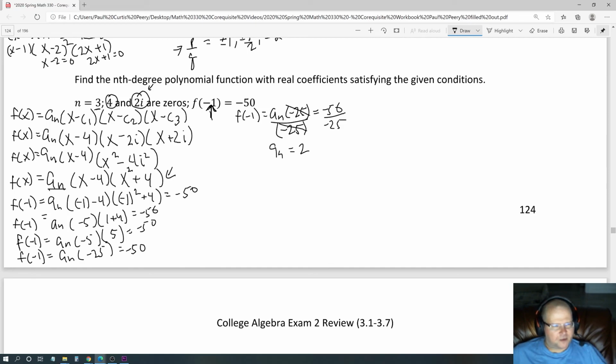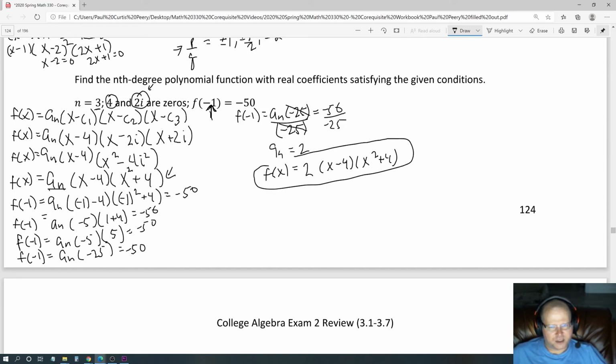And now I get to rewrite the original equation after simplification, which is what I had right there. But now I'm going to replace the an with the 2. So I say f(x) is equal to 2 instead of an, (x minus 4)(x squared plus 4). And that's how I came up with a third degree equation where all these are true.